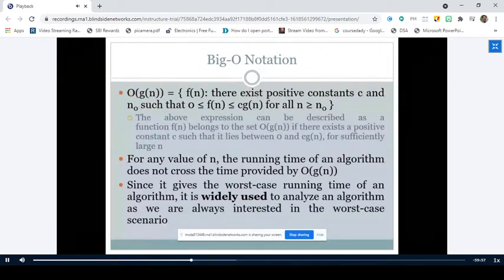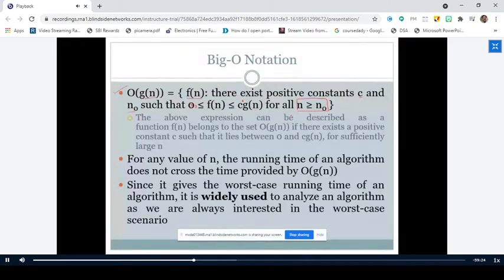Right. So the big O notation is defined with this formula. This formula is very important. Big O of g of n is equal to f of n, where g of n is a function and f of n is a function. There exist positive constants c and n naught such that 0 is less than or equal to f of n, which is less than or equal to c into g of n, for all n greater than or equal to n naught.